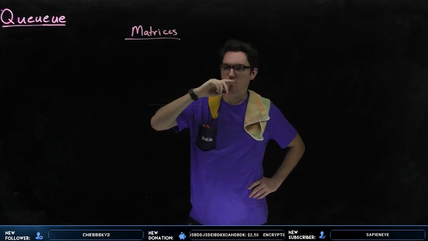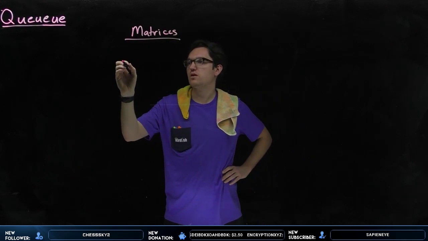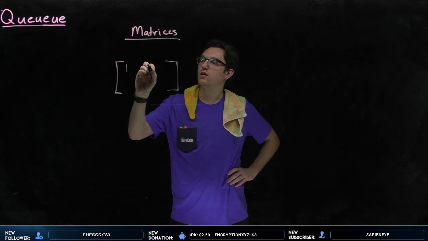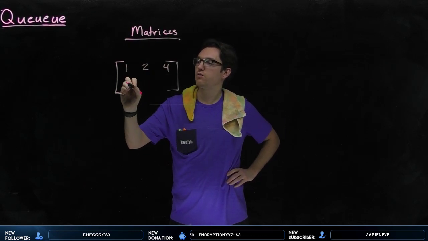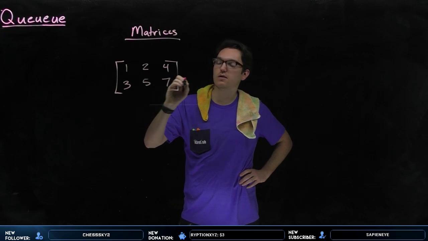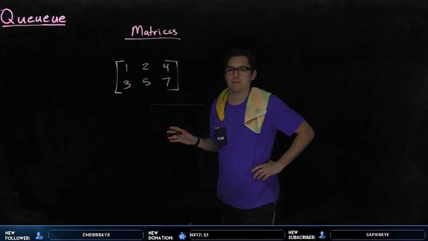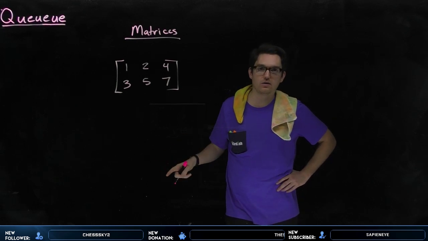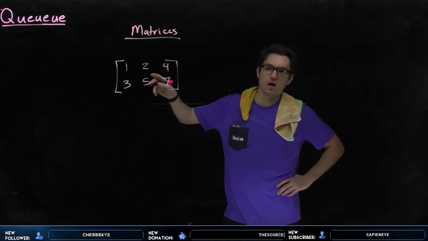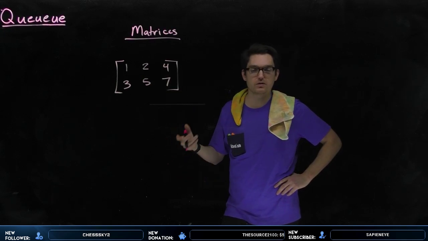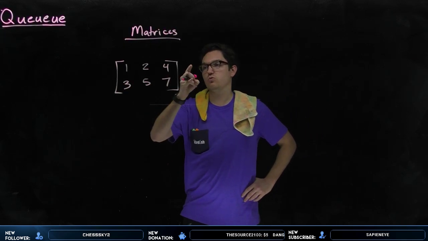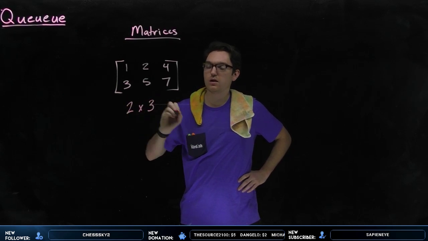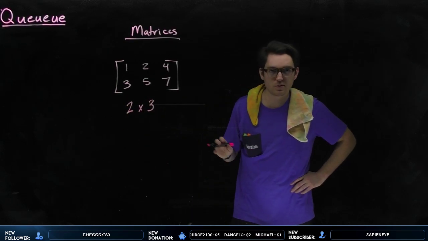All right. First, we talk about our dimensions. So a matrix is an array of numbers. Let's say we got 1, 2, 4, 3, 5, 7. We got 6 numbers here. The dimensions of this matrix, you want to go in rows by columns. Rows are horizontal, columns are vertical, just like in a building, you got vertical columns. So we have 2 rows and we have 3 columns, so this is a 2 by 3 matrix. All right, 2 by 3 matrix.